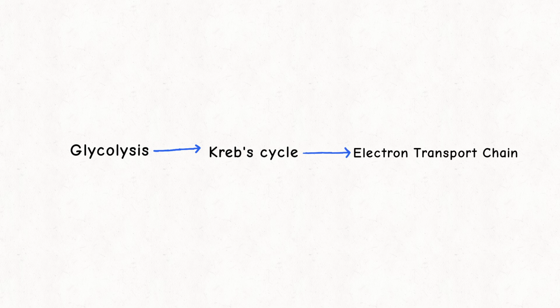As I first said in the introduction, glycolysis is one of the three major steps in which our body converts food into energy. The process of glycolysis is followed by the Krebs cycle, which is then followed by the electron transport chain reaction. Now let's try to understand where all this process takes place.